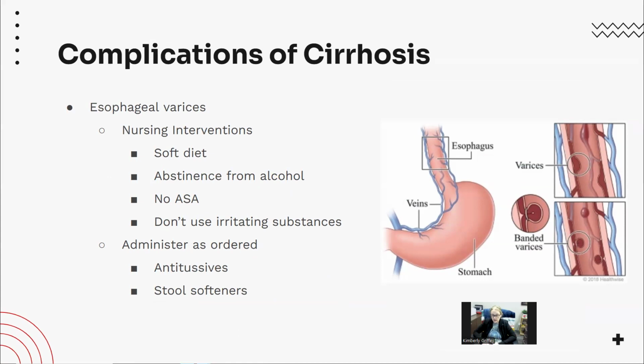So with esophageal varices, they need to be on a soft diet, abstain from alcohol, no aspirin-containing products. So that's anything with aspirin or aspirin itself. If you think about other things that might contain aspirin, I think some Excedrins do, Pepto-Bismol, things like that. No irritating substances. We also want to give antitussives and stool softeners if they have a lot of coughing or straining, because coughing and straining increases the vascular pressure.